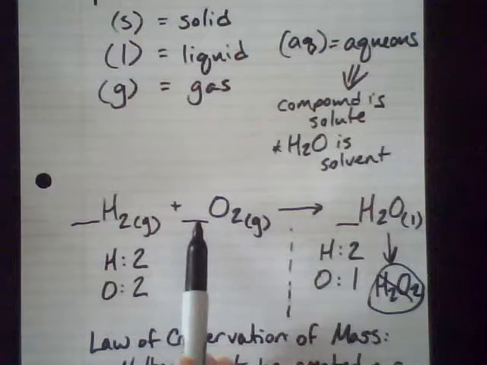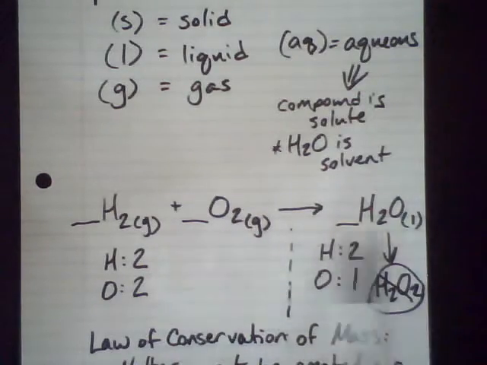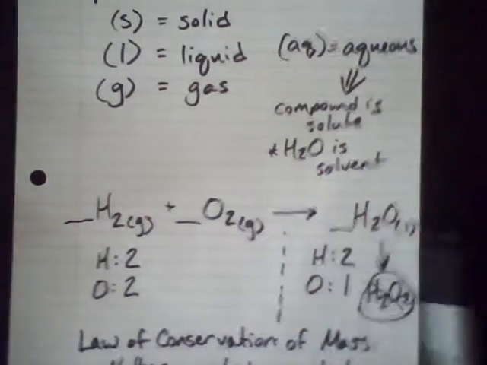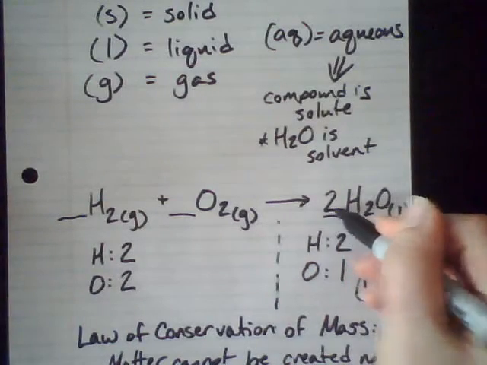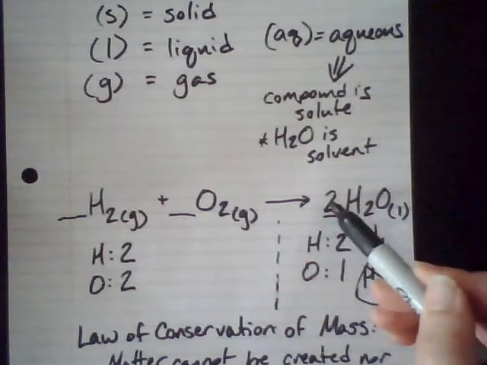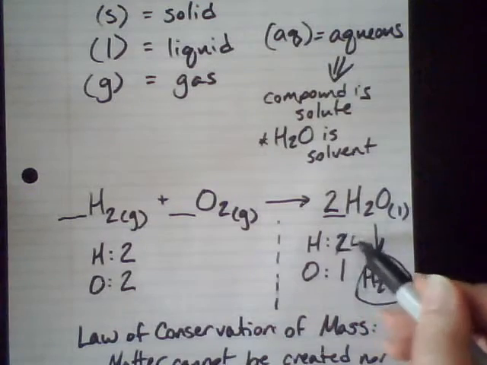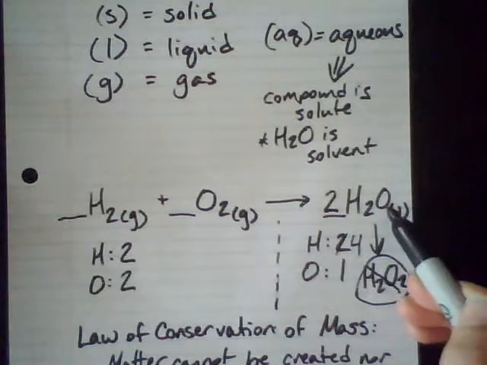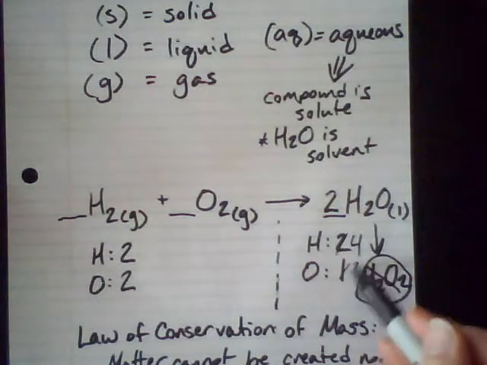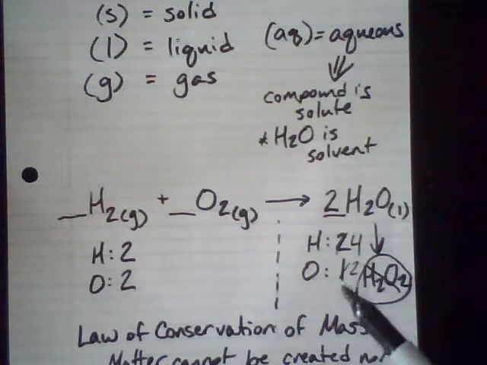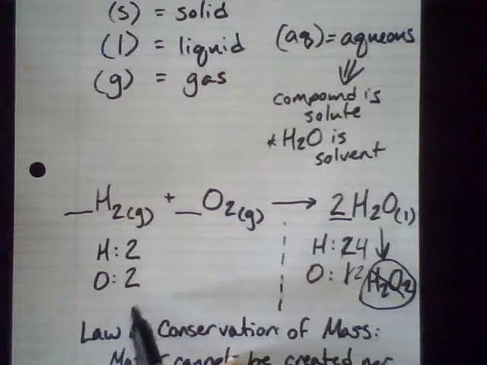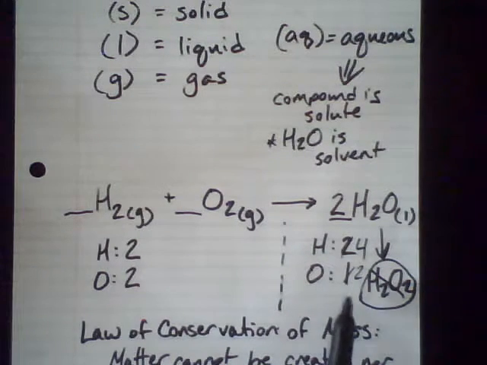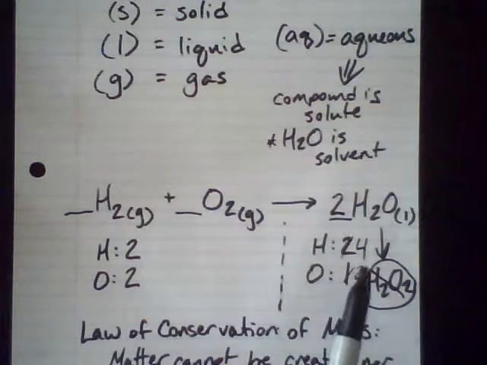So it will multiply by everything that's in the compound. So if I put something in front of this water, for instance, maybe a 2, then now that gives me 2 times 2 of my hydrogen and 2 times 1 of my oxygen. So now I have 4 hydrogens on this side and 2 oxygens, and 2 hydrogens on this side and 2 oxygens. So now my oxygens are balanced, but my hydrogens are unbalanced.